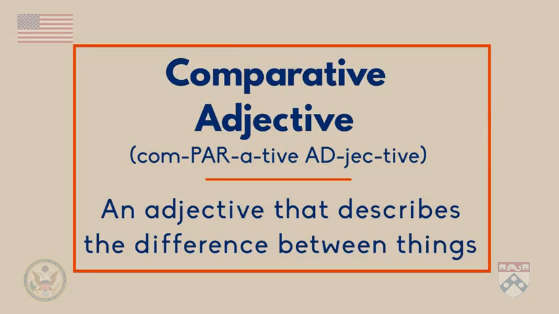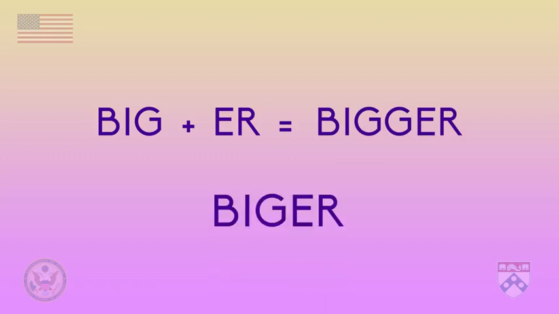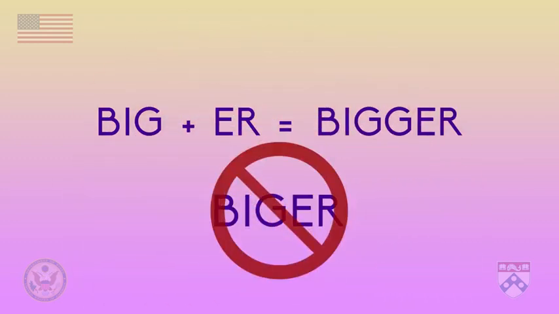To make a comparative adjective, we take the adjective, in our case that's big, and add the letters ER to the end. Let's see what that looks like. Notice the spelling changed. Instead of B-I-G-E-R, we have B-I-G-G-E-R. This kind of spelling change is common when we make comparative adjectives, so pay close attention to our examples in this video and the examples you see when you read in English.